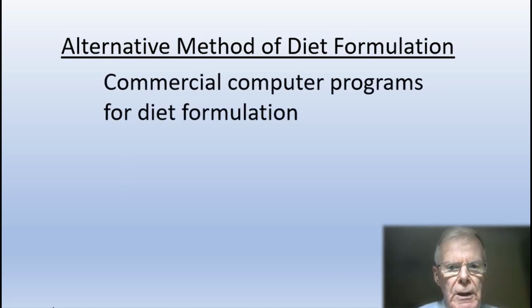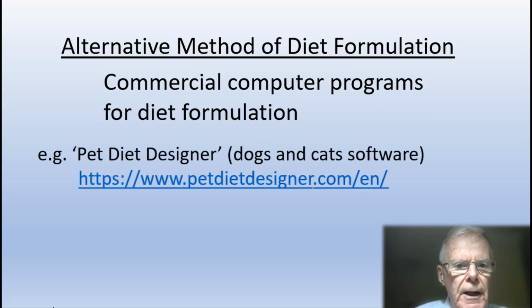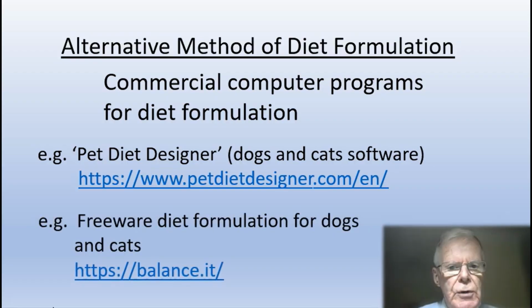There are some commercial computer programs that will now do the formulation of a diet based on foods that are specified and the characteristics of the animal to be fed the diet. An example of such a program is the Pet Designer program, which can be found at this website. There are even no-cost programs that can also formulate diets for dogs and cats.